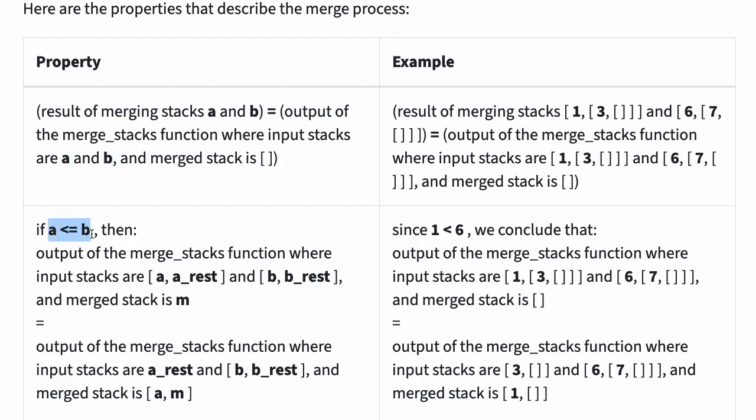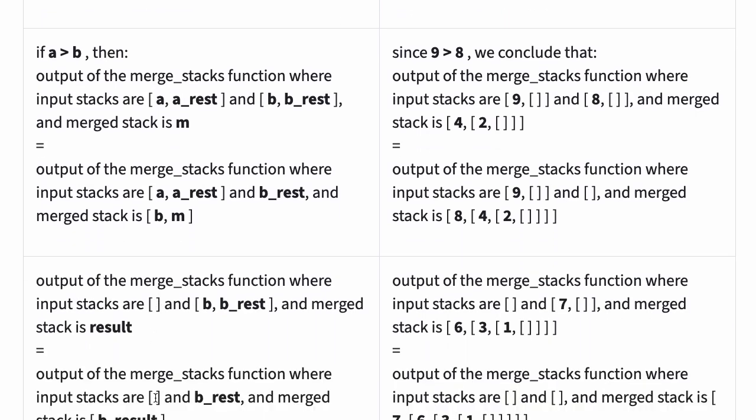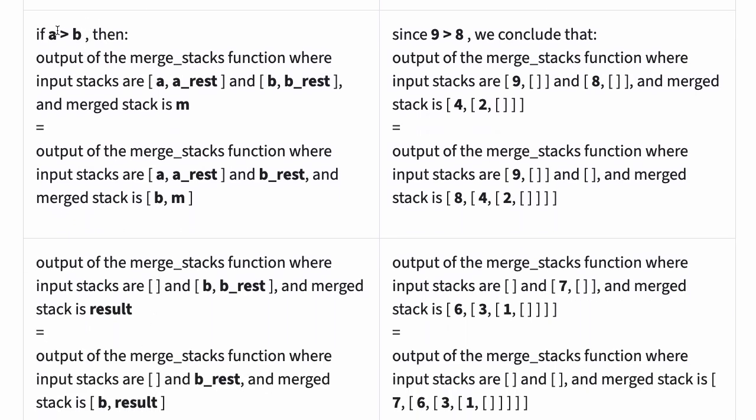If A is less than or equal to B, then the top element of stack A is popped and pushed into the merge stack. If A is greater than B, then the top element of the stack B is popped and pushed into the merge stack.